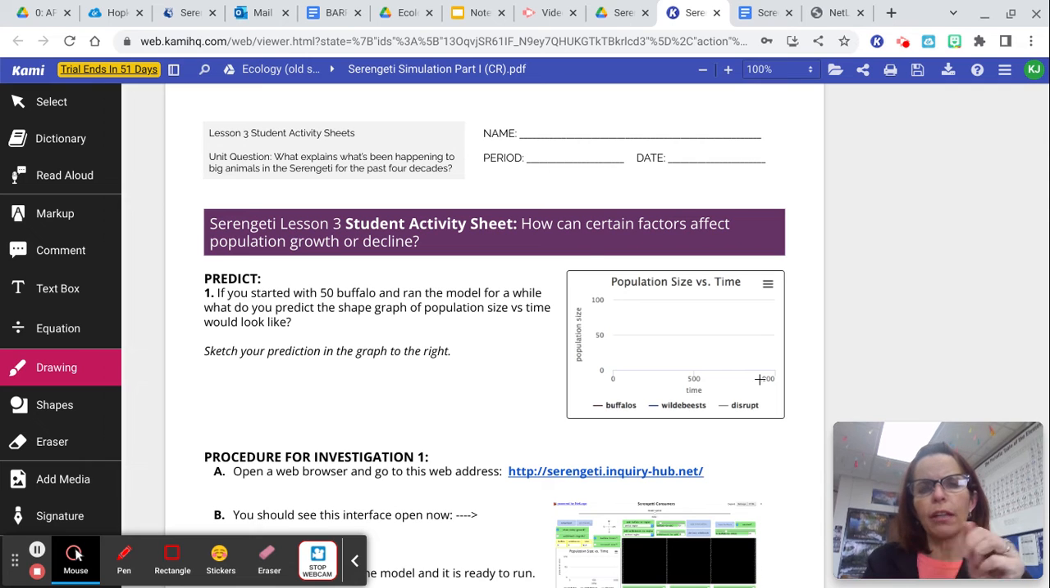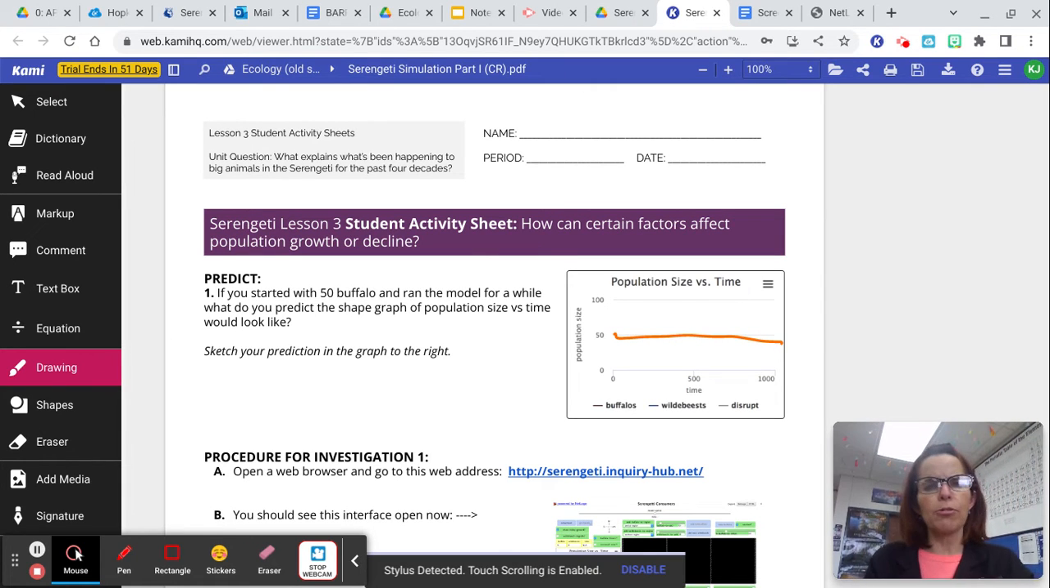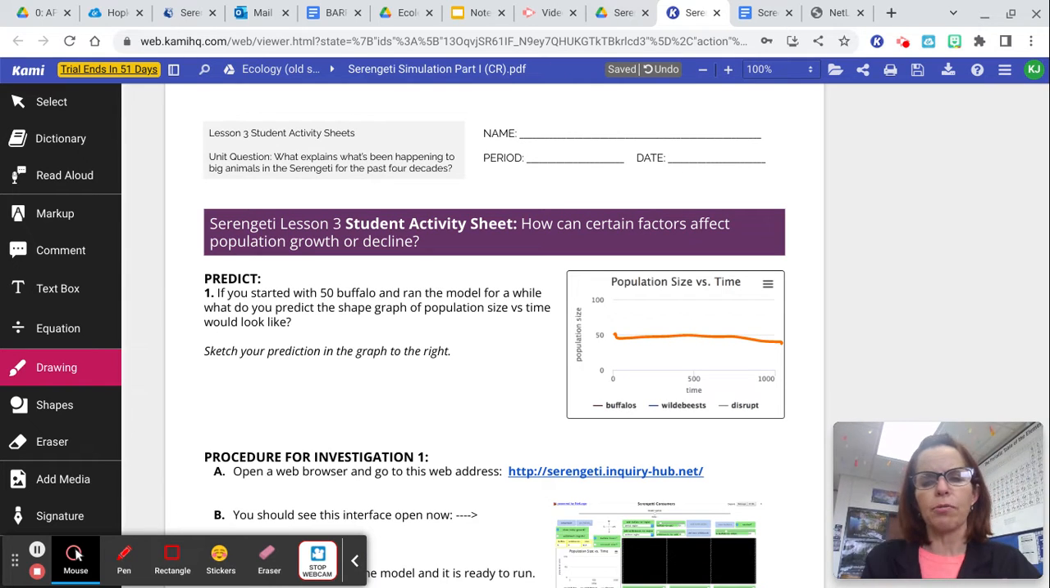So do you think if we started with 50, the population would increase? Do you think the population would decrease? Do you think the population would stay the same? It's just a guess. So you just go ahead and use a drawing and show what you think would happen. I don't care. Maybe you thought it goes down or up. It doesn't matter. Nothing is wrong as long as you have a guess there.